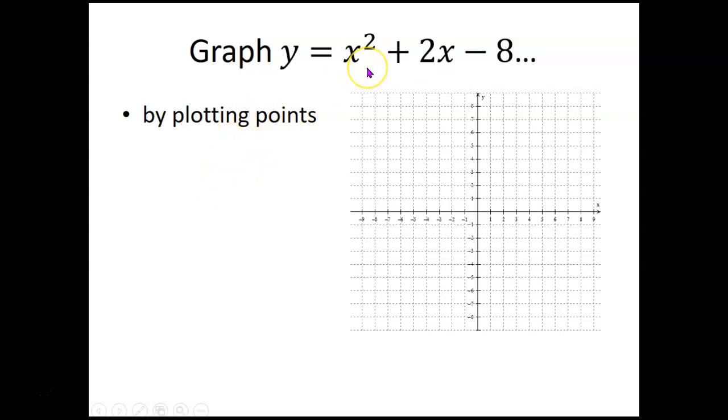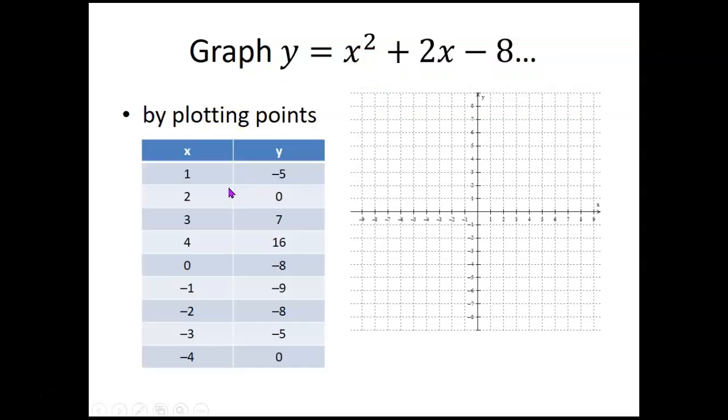Well, we can start doing some calculations, finding some solutions, and plotting some points. So the way this is set up with y equal to x squared plus 2x minus 8, we can start by plugging in some numbers for x, doing the calculations, and seeing what we get for y to go with it.